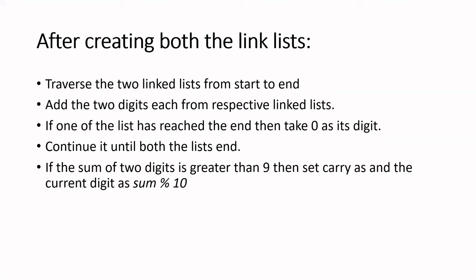Now, if the sum of both digits is greater than 9, then we'll set carry as 1 and sum as sum mod 10. And if our sum is less than 10, then we'll keep carry as 0 and sum as it is.